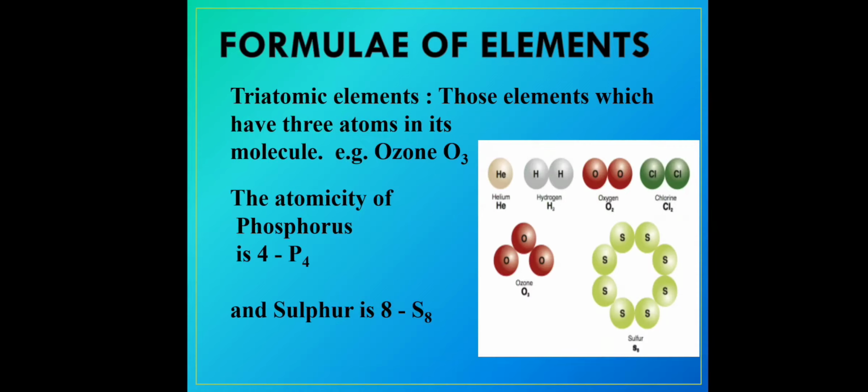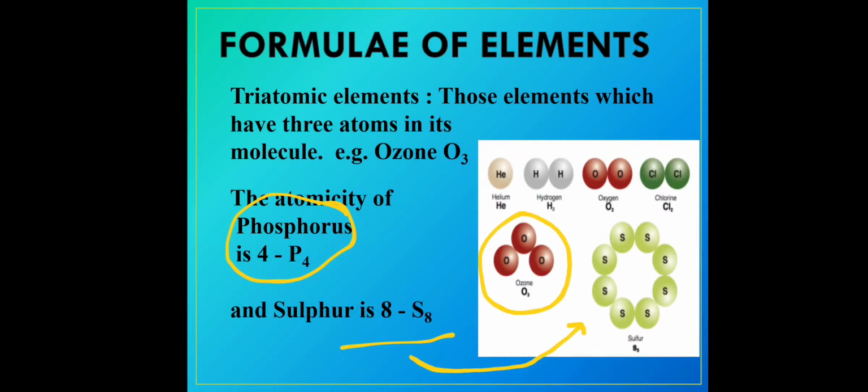Now let's see the triatomic elements. Ozone is an example of a triatomic element because the molecule consists of 3 atoms of oxygen. That's why ozone is a triatomic element. We also have phosphorus, which is made up of 4 atoms, so it is written as a P4 molecule. Phosphorus molecule is represented as a P4 molecule. And then we have sulfur, which is made up of 8 atoms, and hence it is called octaatomic.